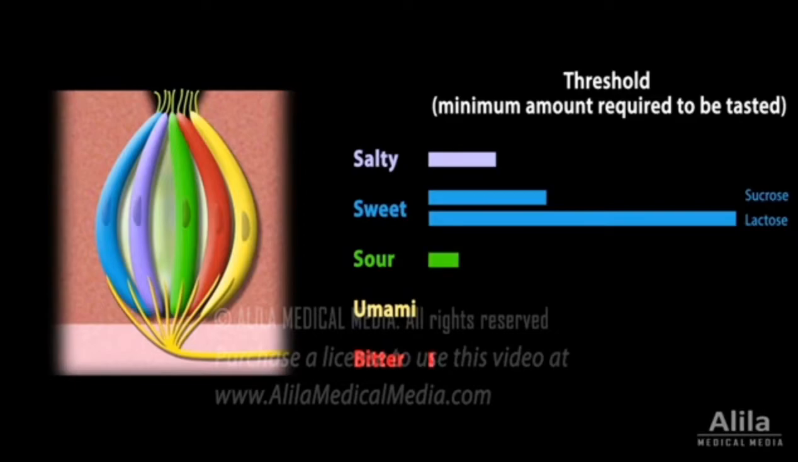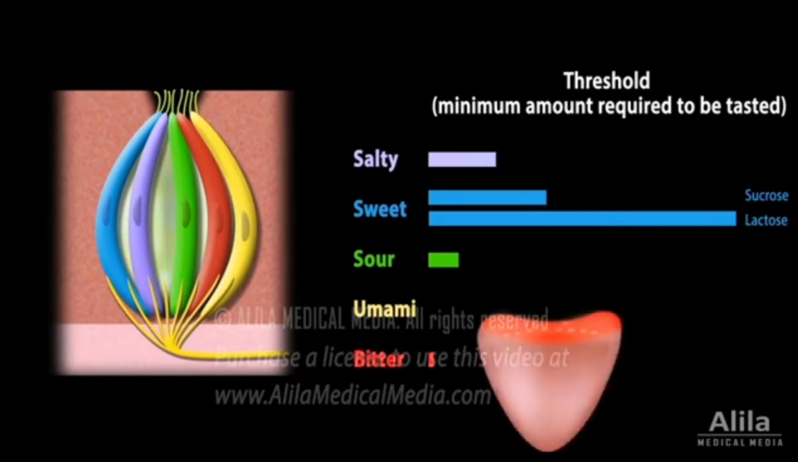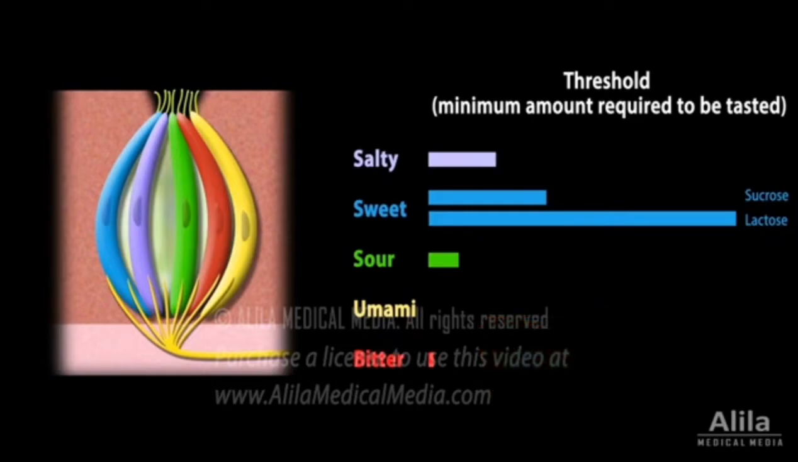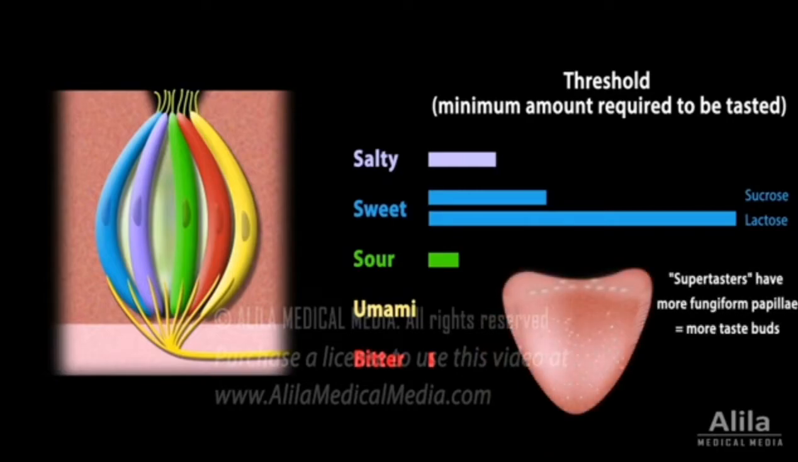Bitter compounds typically have very low thresholds. We can taste them at very low concentrations. Taste buds at the back of the tongue are especially sensitive to bitter substances, which often trigger rejection responses such as gagging and vomiting, an attempt to avoid ingestion of toxins. Some people are super tasters. They have more taste buds on their tongue and are therefore able to detect certain subtle tastes at very low concentrations.